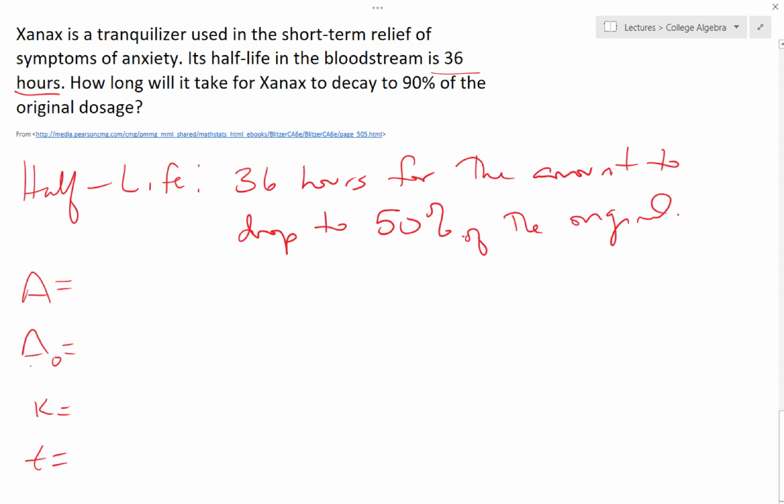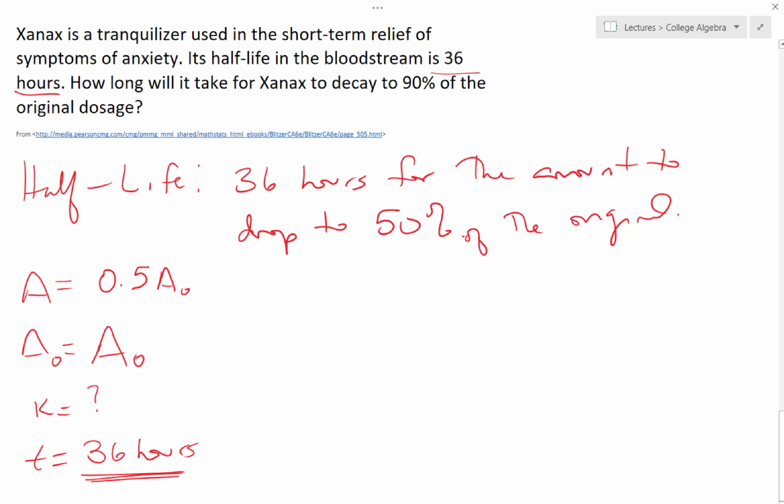So let's just mess around here. What did I start with? I don't really know. So let's just leave this as A sub 0. But then if A is 50% of the original, 50% of this A sub 0, well, what does of mean? Multiply. 0.5, 50% of A sub 0. And so we have A is 0.5 A sub 0. Who knows what A sub 0 is? So just leave it as A sub 0. k, still going to solve for that. And t is 36 hours. So keep in mind, once again, that the time is in hours.